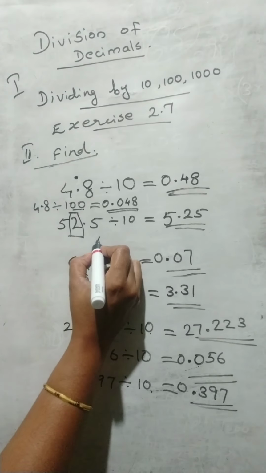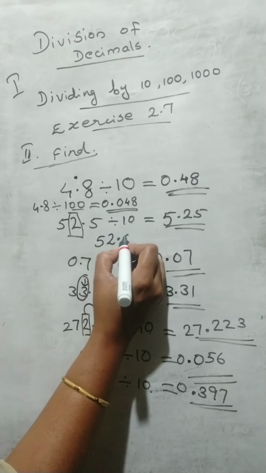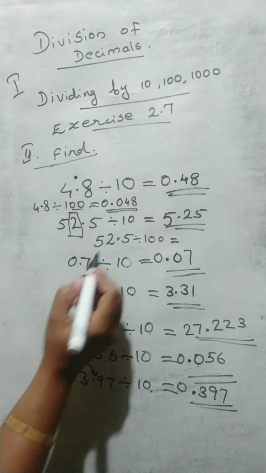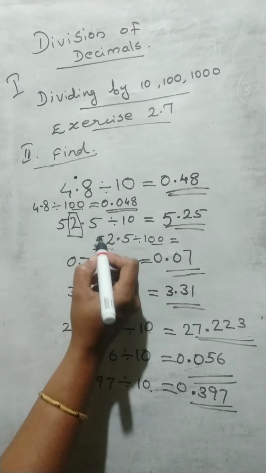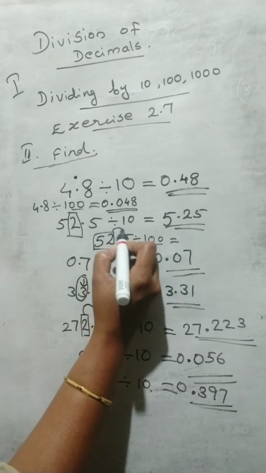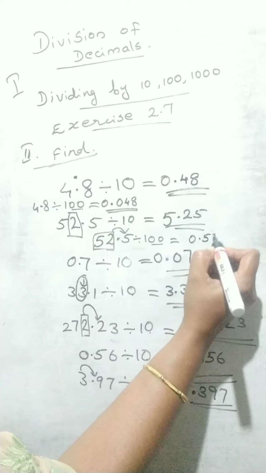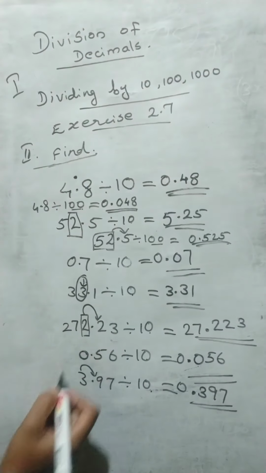Then the next one is 52.5 divided by 100. So what is the answer? Here 2 zeros, 2 digits. So both digits we have to move after this decimal point. So 0.525 is the answer. Got it?